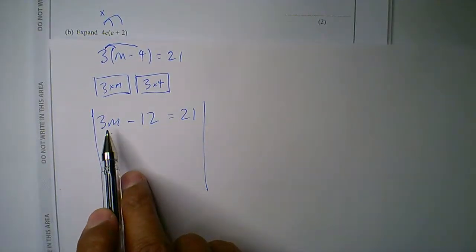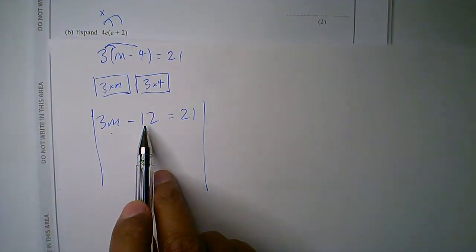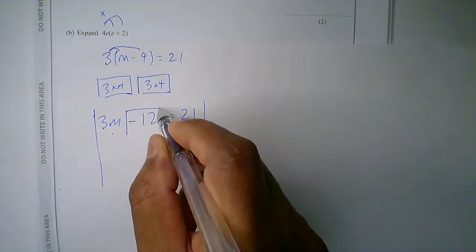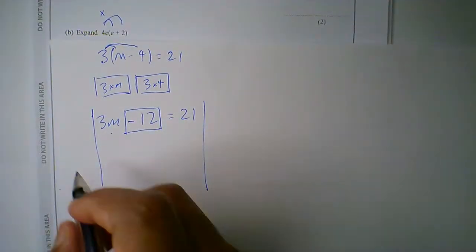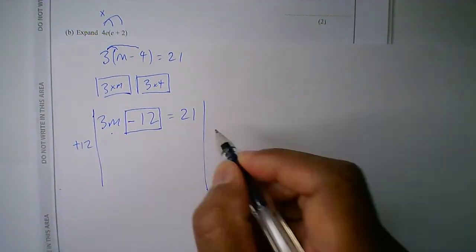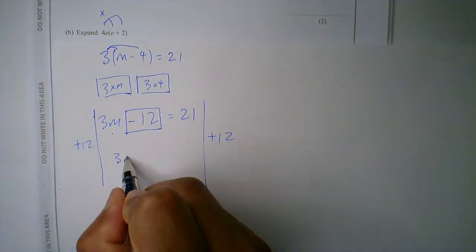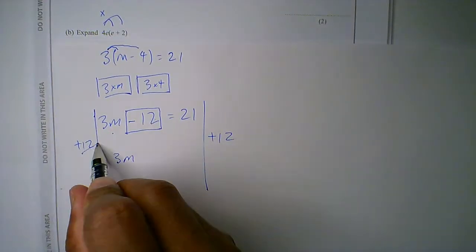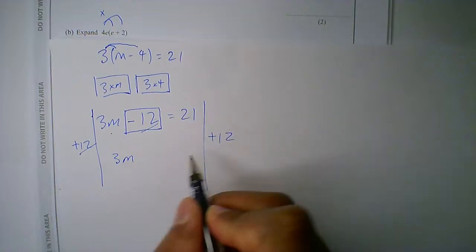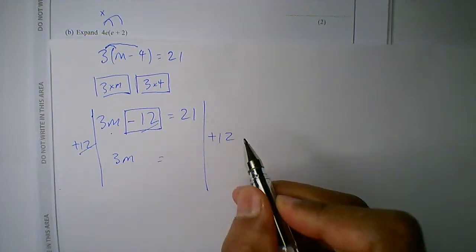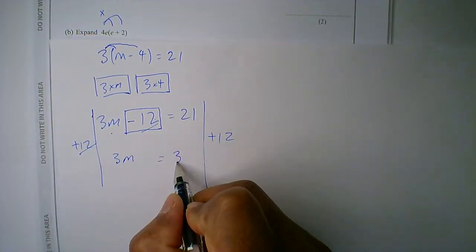Okay, so furthest away from m is negative 12, so I'm going to remove the negative 12. Opposite of minus 12 is plus 12. Plus 12 on both sides. 3m is left because the 12s will cancel. 21 plus 12, 21, 31, 32, 33.